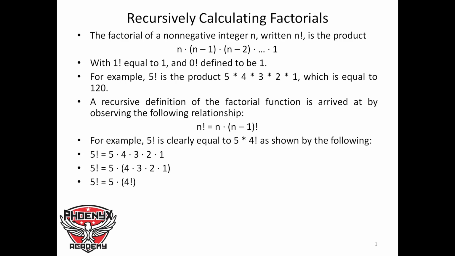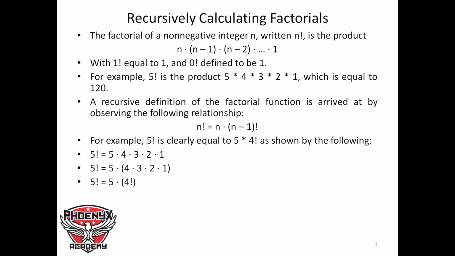So we have n multiplied by n minus 1, multiplied by n minus 2, a product continuing up to 1. With 1 factorial equal to 1, and 0 factorial defined as 1.